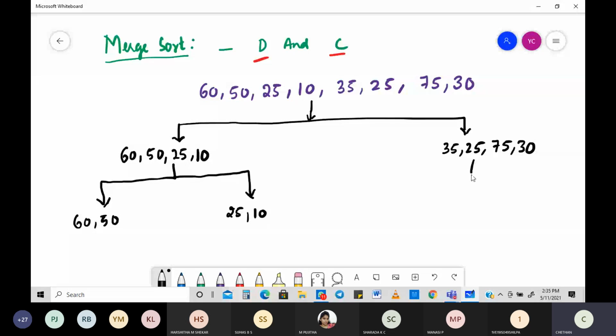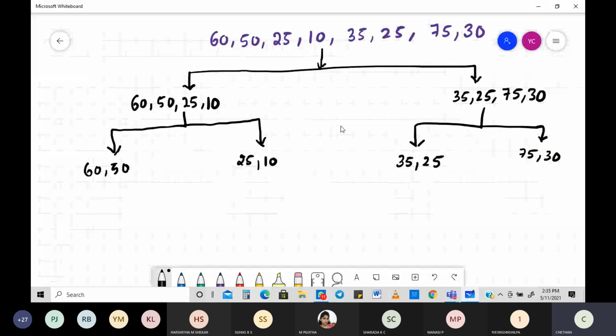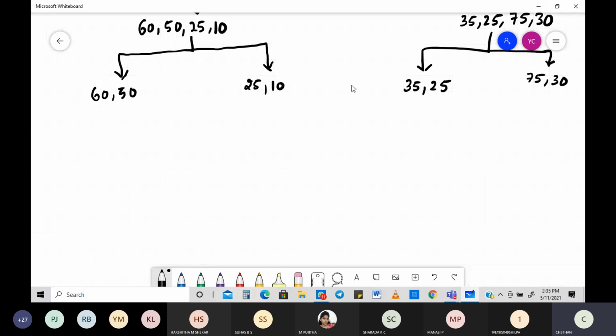Then here again two parts, right? So what is it? 35 and 25. And then next one more, you're going to get 75 and 30. Okay, two parts that are fully done. Next, again, what's the next thing? Next thing is you are going to again split this into two parts again.